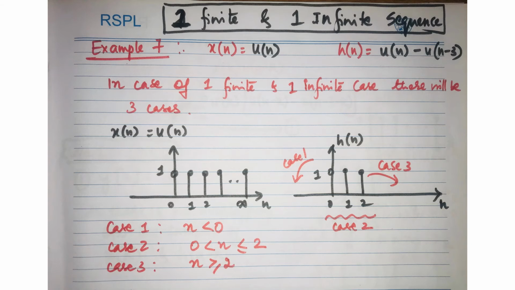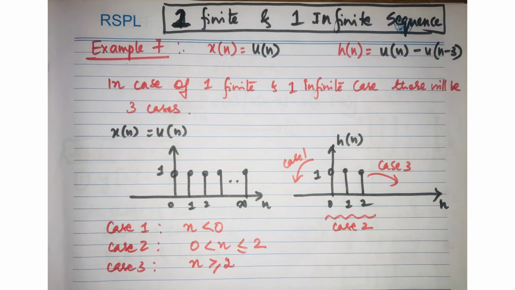Okay, now let us consider two sequences in which x of n is an infinite sequence and h of n is a finite sequence. We have already learned that whenever we have two infinite sequences, we will be having two cases. Similarly, in case of one finite and one infinite, we will be having three different cases. How do we find those three different cases?